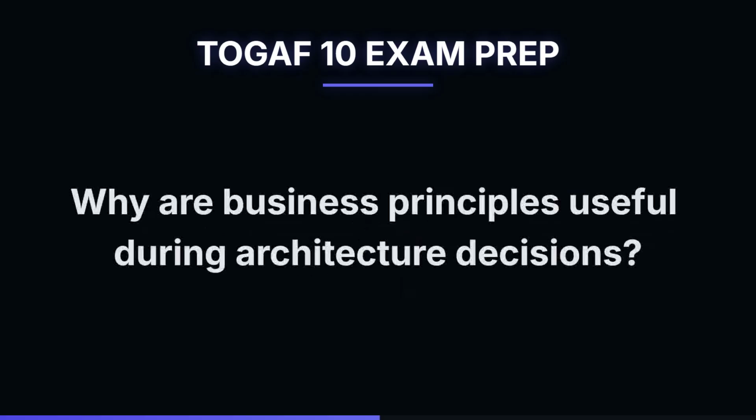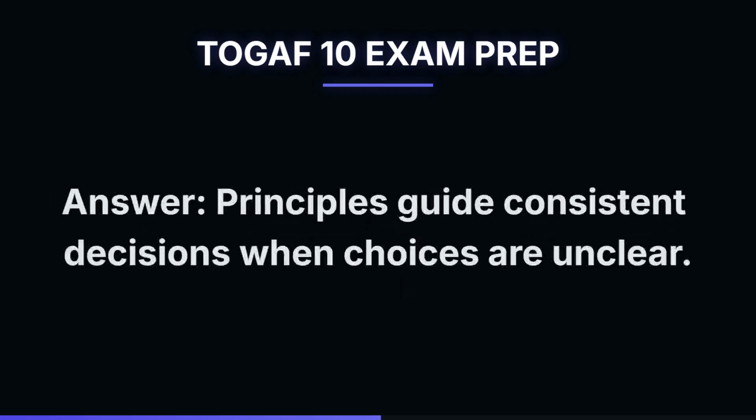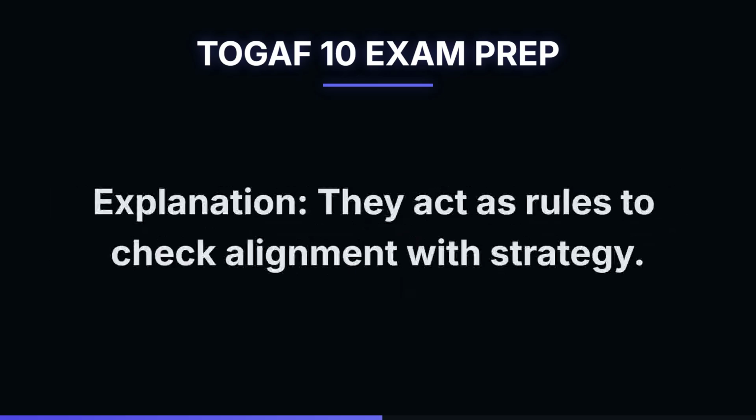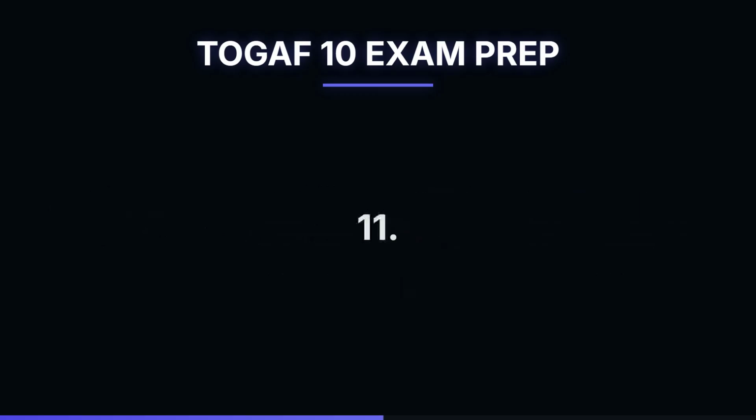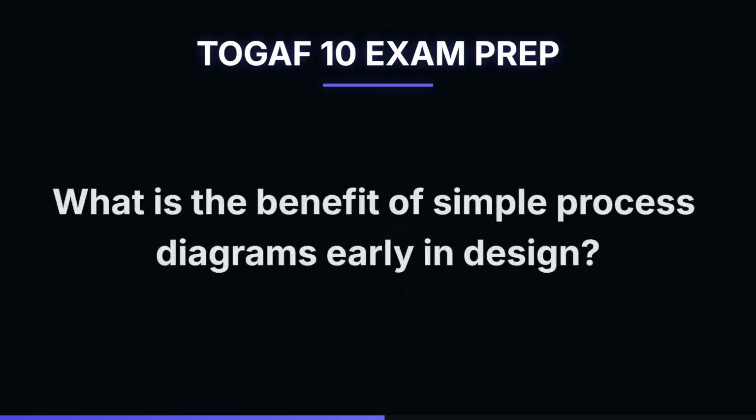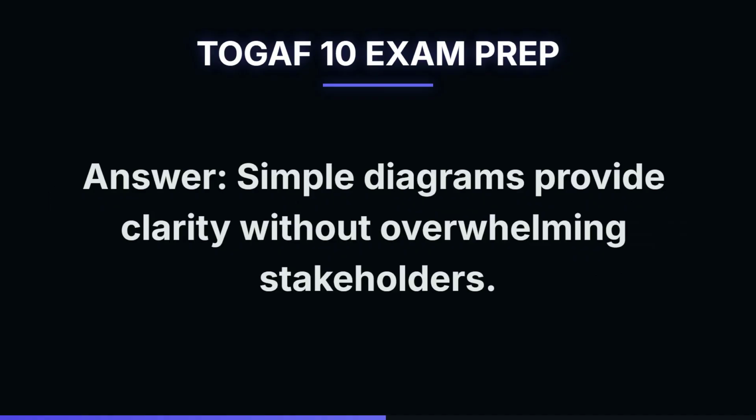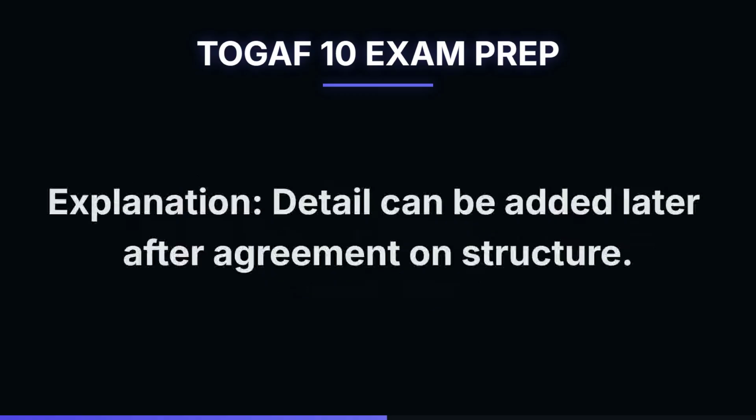10. Why are business principles useful during architecture decisions? Principles guide consistent decisions when choices are unclear. They act as rules to check alignment with strategy. 11. What is the benefit of simple process diagrams early in design? Simple diagrams provide clarity without overwhelming stakeholders. Detail can be added later after agreement on structure.